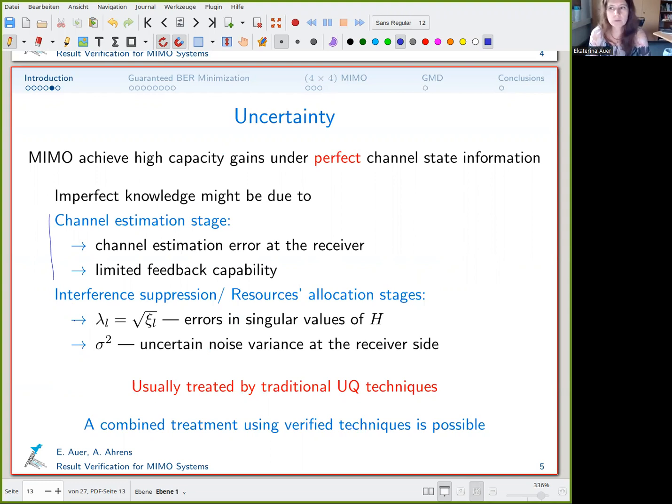Some of these aspects were already treated in the literature, but the techniques that they're using are the traditional uncertainty quantification techniques. That means that they just use probability theory to deal with that. What we would like to try to do is to use a combined treatment for such problems, also with the help of verified techniques, mathematical notions from verification, in combination with the usual and traditional uncertainty quantification techniques.